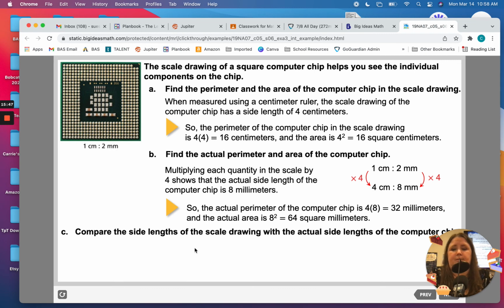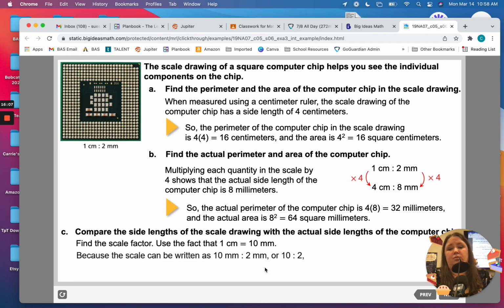So find the millimeter length first. All right, so now the last thing is compare the side lengths of the scale drawing with the actual side lengths of the computer chip, aka find the scale factor. So how many millimeters are in a centimeter? 10. Okay, so I would do 10 times 2. 20. So my new scale factor would be 10 to 2.